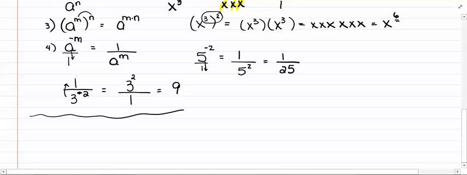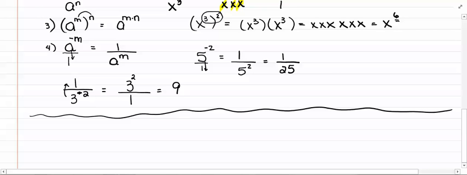So that's the notes from section P2. I'm going to give you a few more examples in the next video.